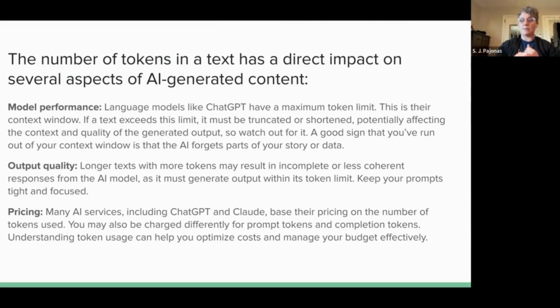Pricing. Many AI services, including ChatGPT and Claude, base their pricing on the number of tokens used. You may also be charged differently for prompt tokens and completion tokens. I know that this is true for Claude. It is not true for every model, but it is true for Claude. What you prompt is more expensive. I think the completion tokens are more expensive, actually, what you get back. I would have to double check on that. I can't remember off the top of my head.